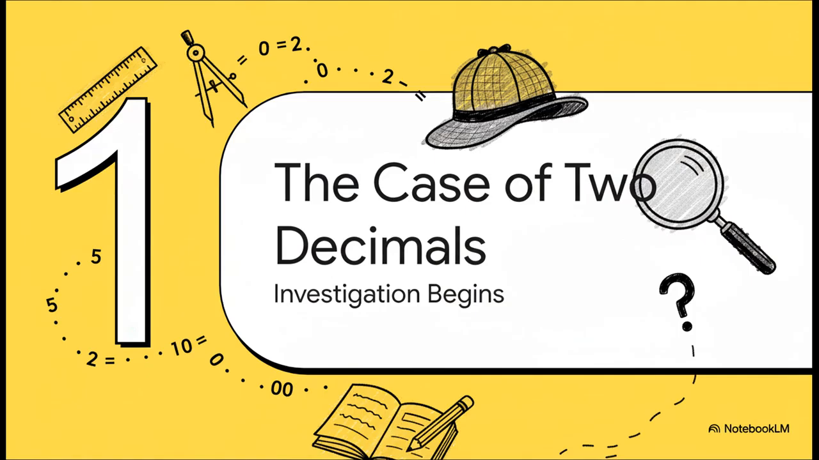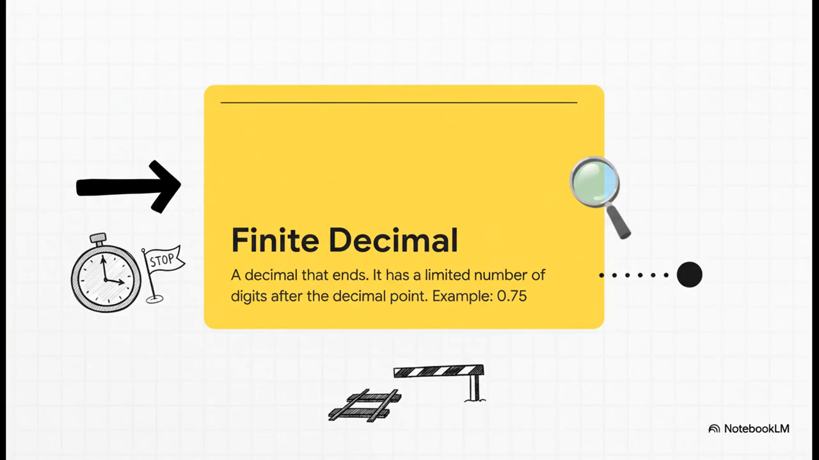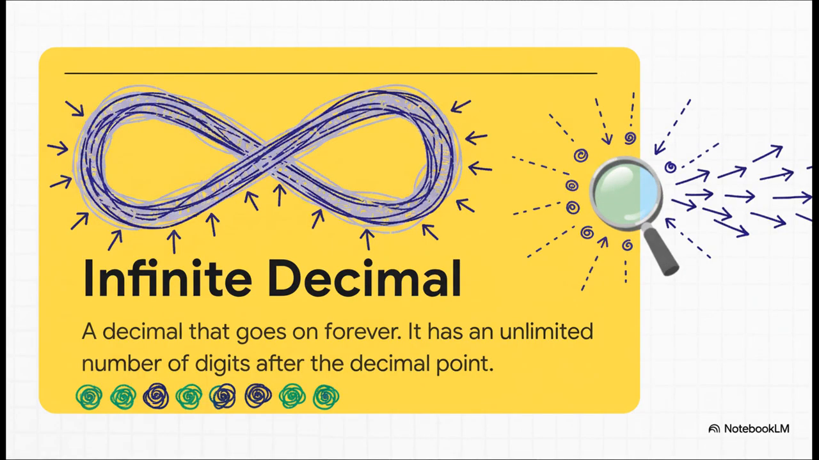First things first, every good detective needs to know the lingo. So let's give these two types of decimals their proper names. The first type is called a finite decimal. Finite is just a fancy word that means it has an end. It stops, like 0.75. You've got the 7, you've got the 5, and that's it. It's done. Super straightforward.